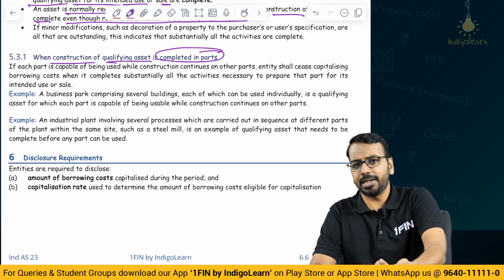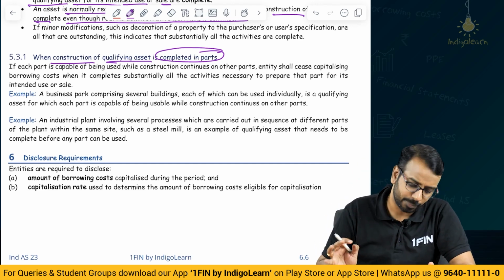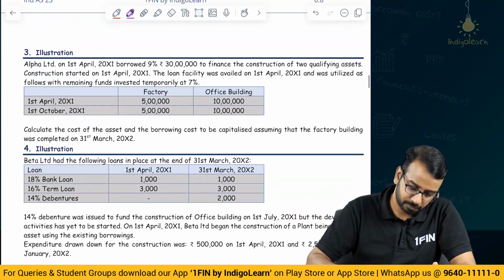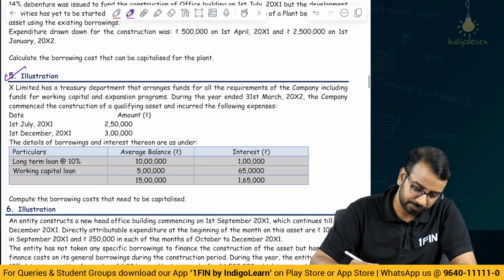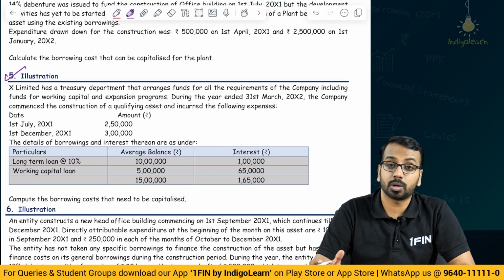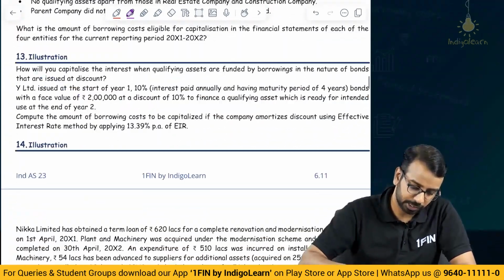If one part can be independently used, once that part is completed, stop the capitalization of borrowing cost on that part. Now as far as this is concerned, for basic calculations, refer to illustration 3, illustration 4, illustration 5. This will help you to calculate the weighted average cost that has to be considered for capitalization. This question number 11 is also a good one which you can practice.